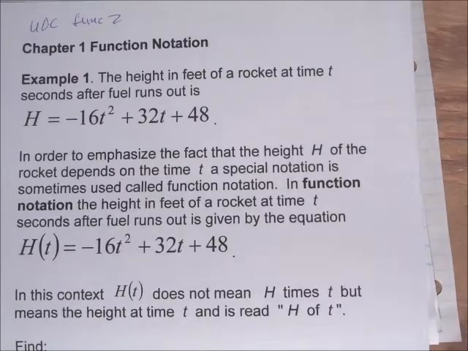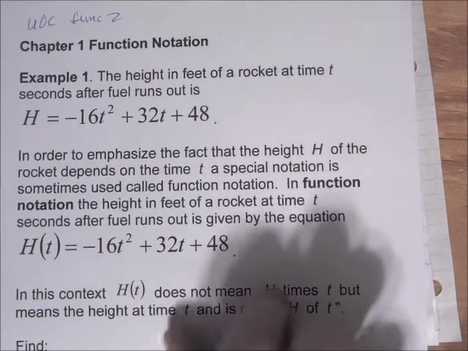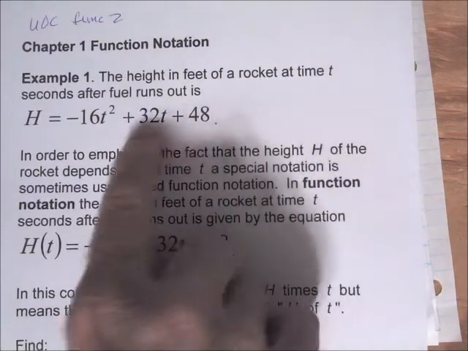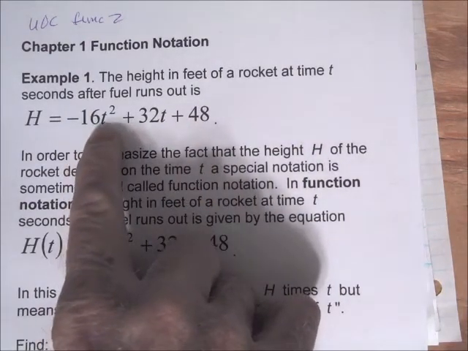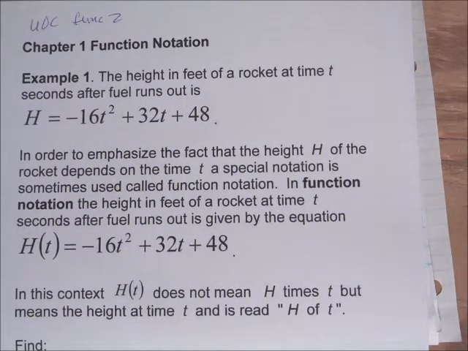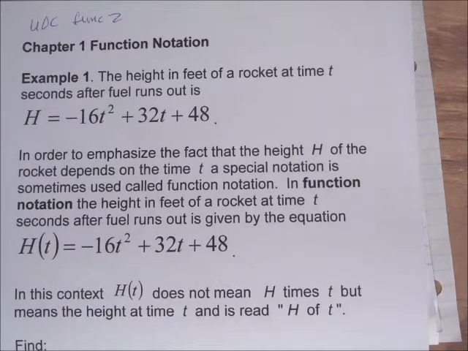Okay, Chapter 1, Function Notation. Example 1, the height of a rocket at time t seconds after fuel runs out: h equals minus 16t squared plus 32t plus 48. In order to emphasize the fact that height of the rocket depends on time, a special notation, sometimes called function notation, is used.